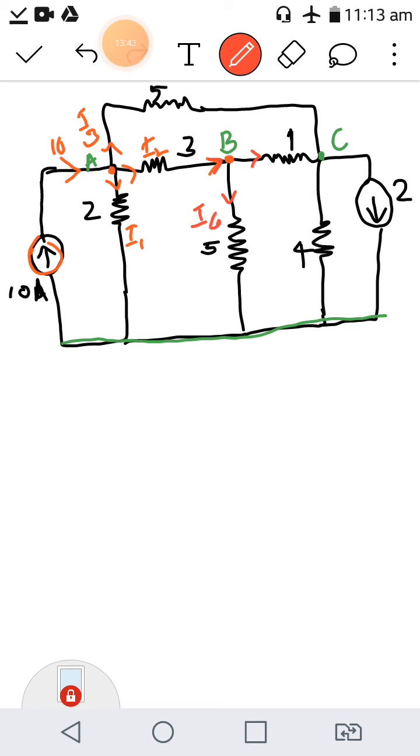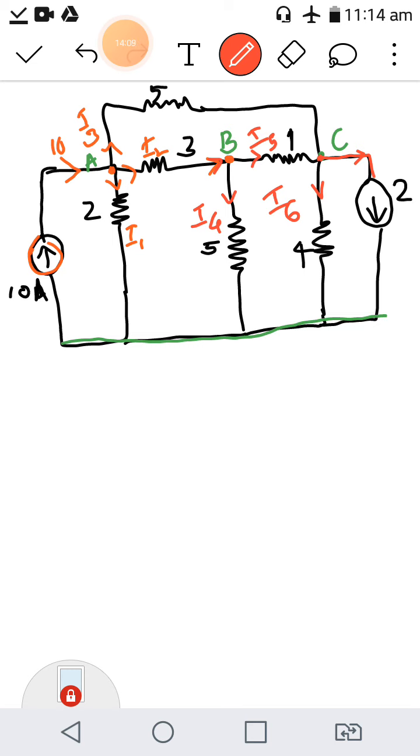Sorry, this is I4 and this is I5. Okay, now I5 current reaches C. Again there are 2 paths. One can go this way and one this way. So this is I6, and the current going through this branch is already shown there. It is 2 ampere. Okay, so this is the current.